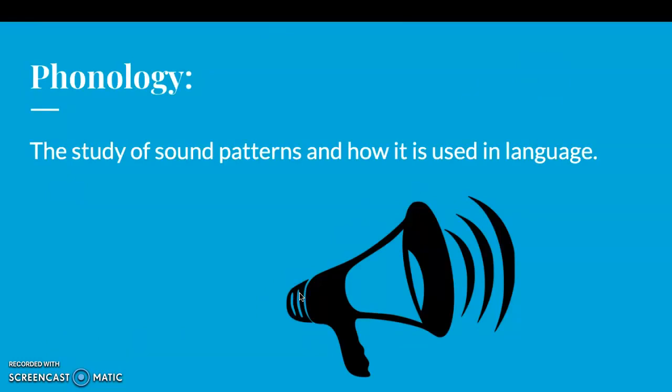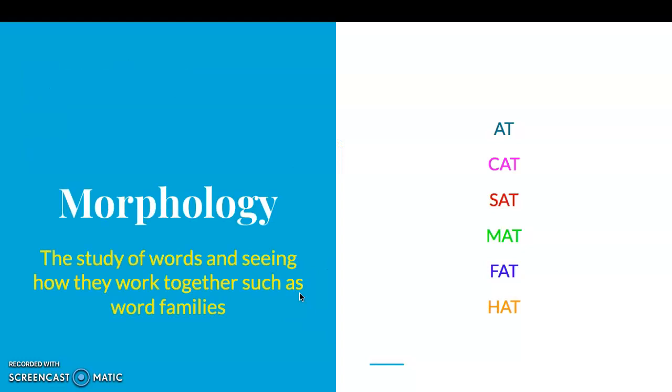Phonology. This is the study of the sound patterns and how they're used in language. So these are the sounds that make up the words. Morphology. This is the study of the words. So now we're looking at the words and seeing how they work together, such as in word families. For example, the "at" family with cat, sat, mat, fat, and hat.